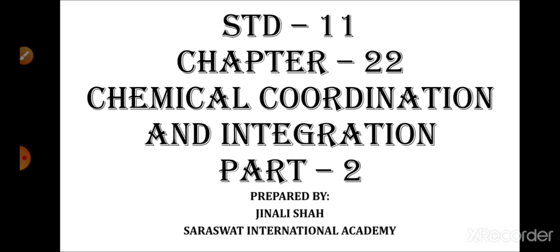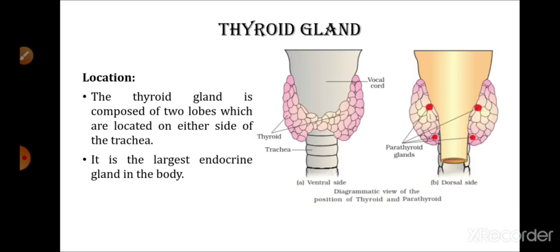Today we will begin with the next part of the chapter Chemical Coordination and Integration. Students, in the previous video we have studied the definition of hormones. We have studied that hormones are the secretion of the ductless glands of our body, called endocrine glands, the location of the endocrine glands, and two important endocrine glands: the pituitary and the pineal gland, with their hormones and their functions. Today we will study a few more endocrine glands of our body.